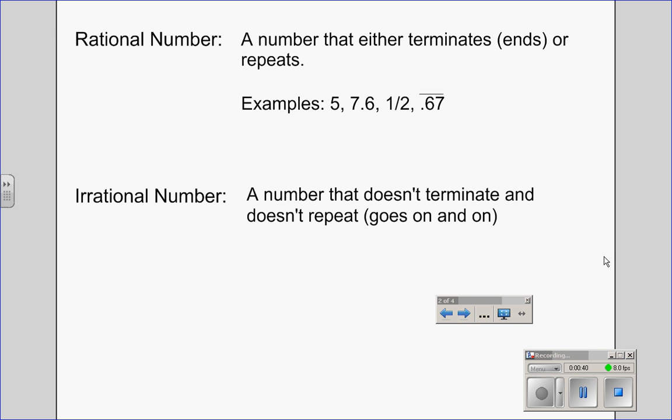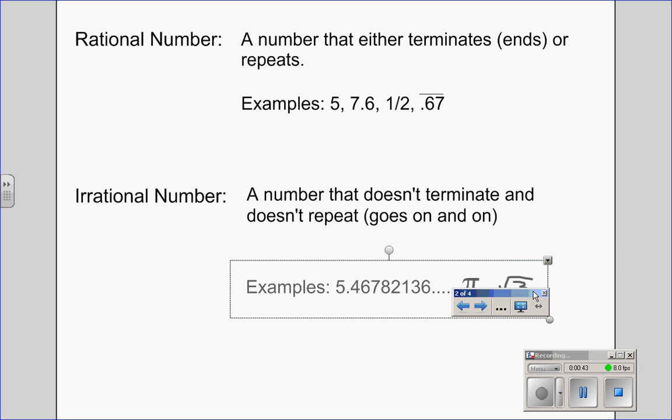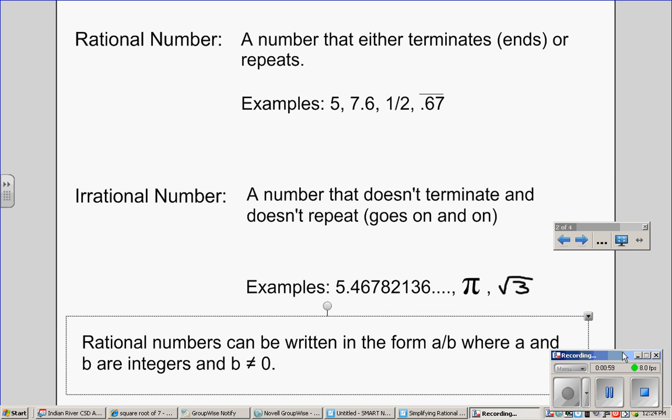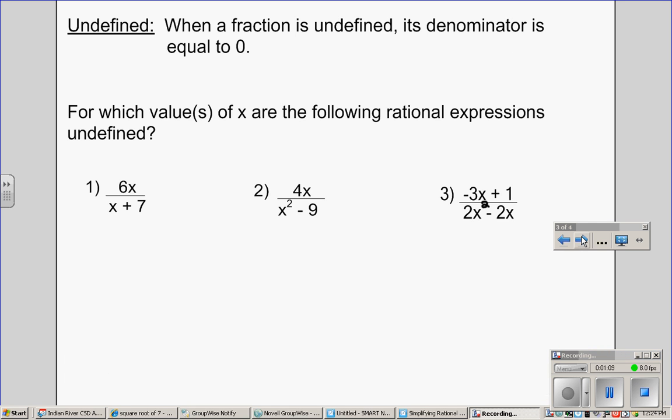and on. Some examples would be a decimal that goes on with no pattern, pi, and a lot of our square roots. A rational number can be written in the form a divided by b, where a and b are integers, and b does not equal 0. When your denominator is equal to 0, that's what we call undefined. So undefined is when a fraction's denominator is equal to 0.